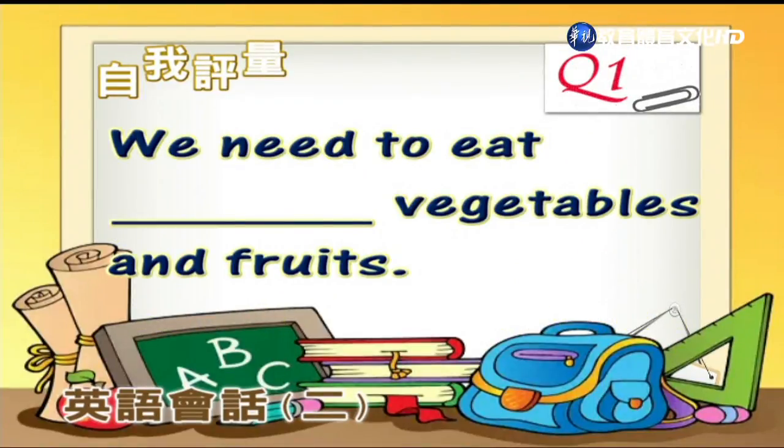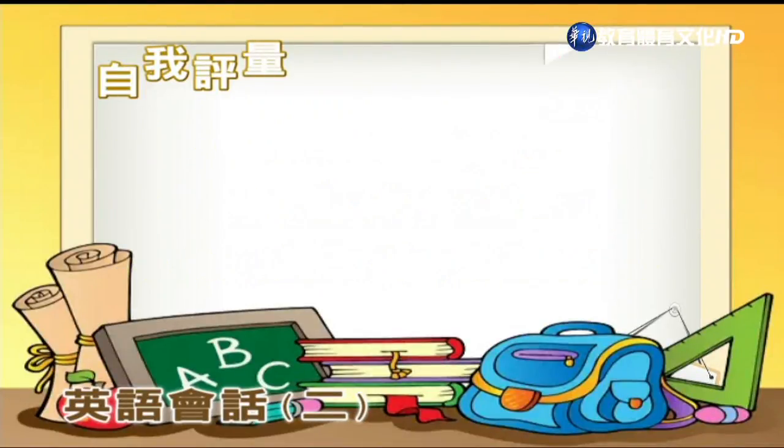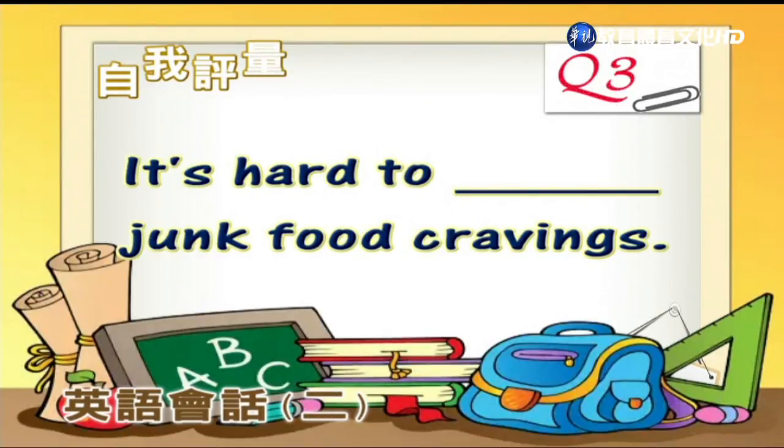We need to eat ___ vegetables and fruits. 答案是 moderate. We need to eat moderate vegetables and fruits. Too much sugar in our diet can ___ to health problems. 答案是 lead. Too much sugar in our diet can lead to health problems. It's hard to ___ junk food cravings. 答案是 resist, 很难抗拒对垃圾食物的欲望。It's hard to resist junk food cravings.